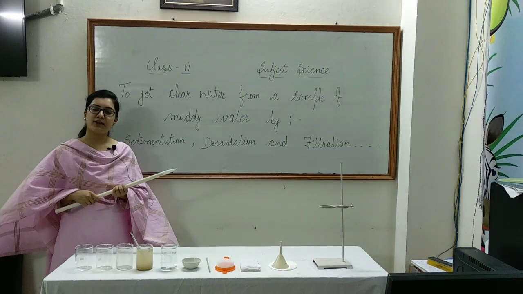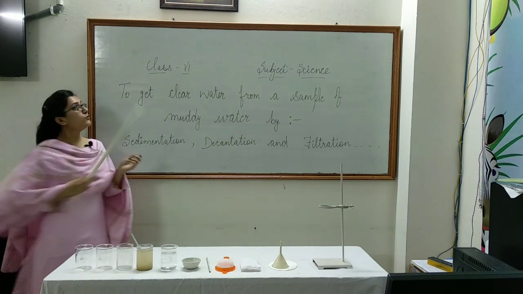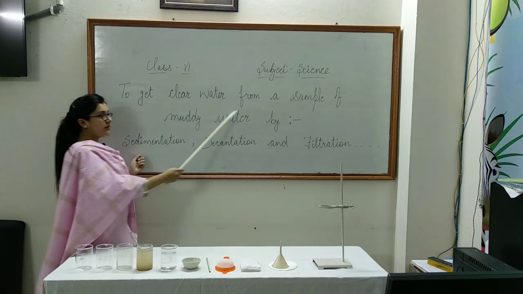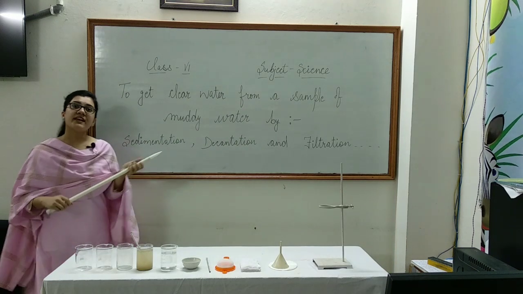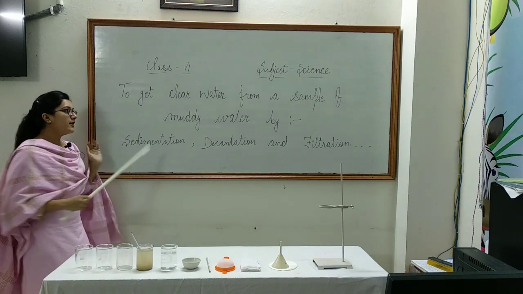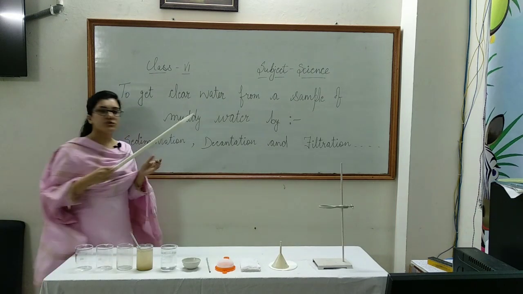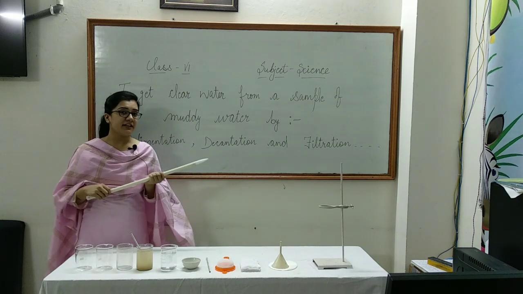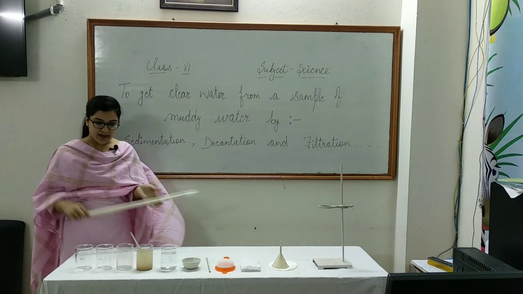Pratisha from DPS Pharmacy. Today I am going to teach you how to get clear water from a sample of muddy water. Here we have three ways to get clear water: by sedimentation, decantation and filtration. So for performing this activity we need some items, as follows.